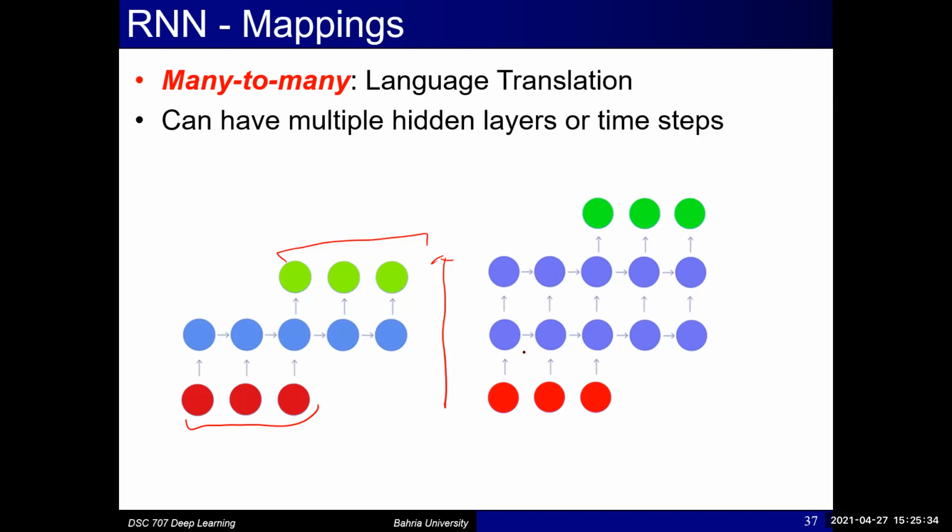On this axis you have depth. It is perfectly possible to have 2 hidden layers, so this is your first hidden layer and the second hidden layer. This red is your input layer and this green is your output layer. But here both input and output are sequences, so it is called a many to many mapping.